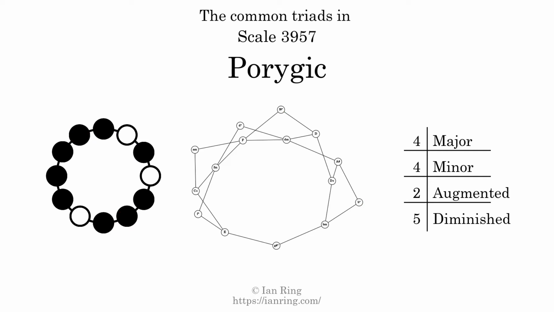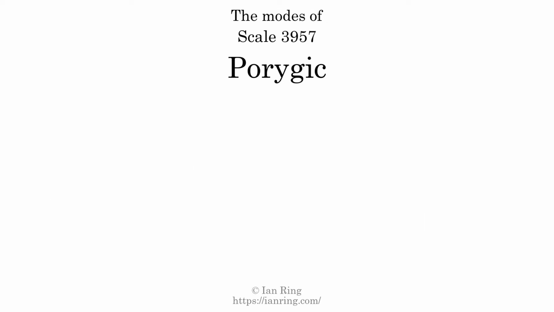Here is a Hamiltonian path of parsimonious voice leading that uses all the triads. This scale has 9 modes. The first mode is itself. The second mode is scale 2013, also known as Porygic. It sounds like this.